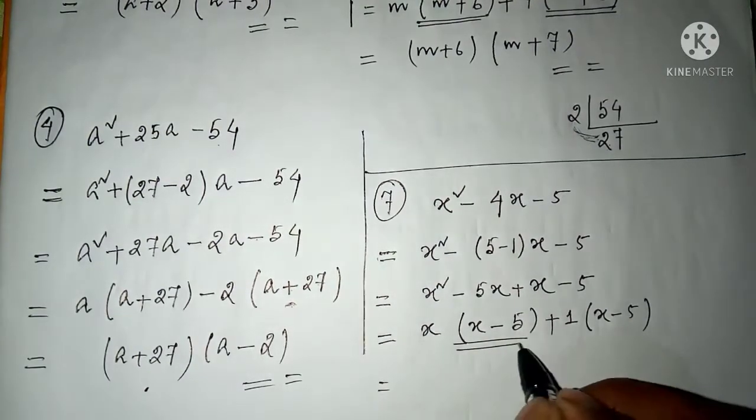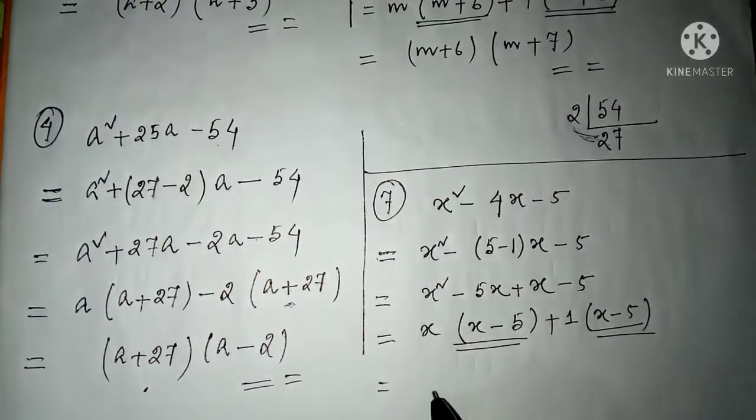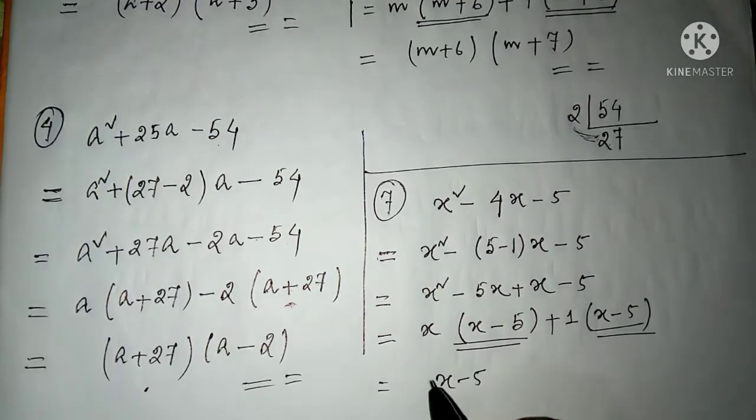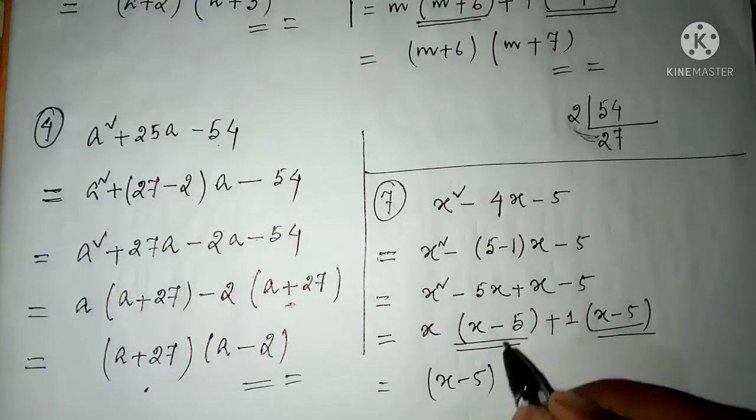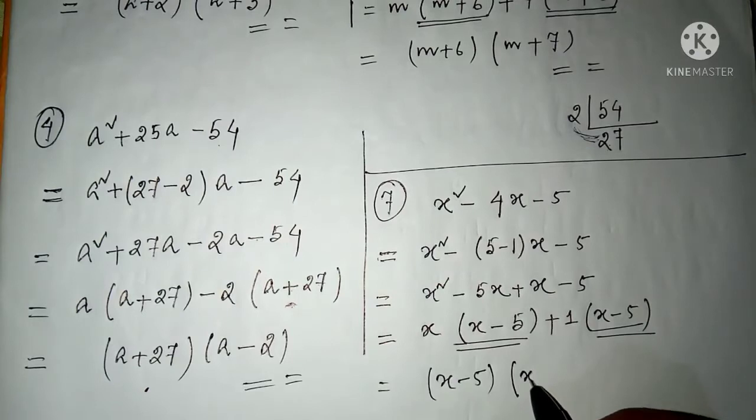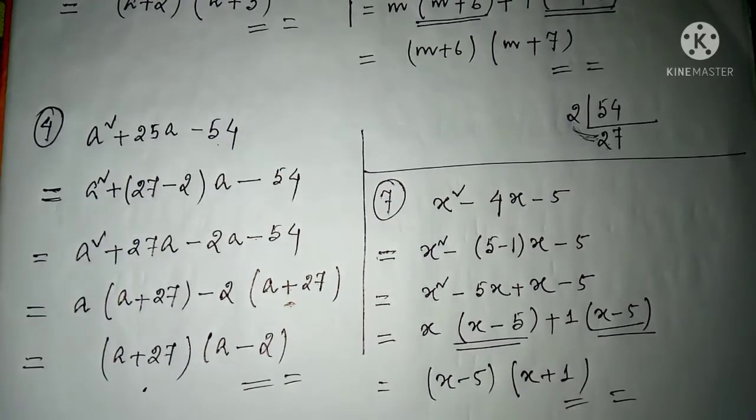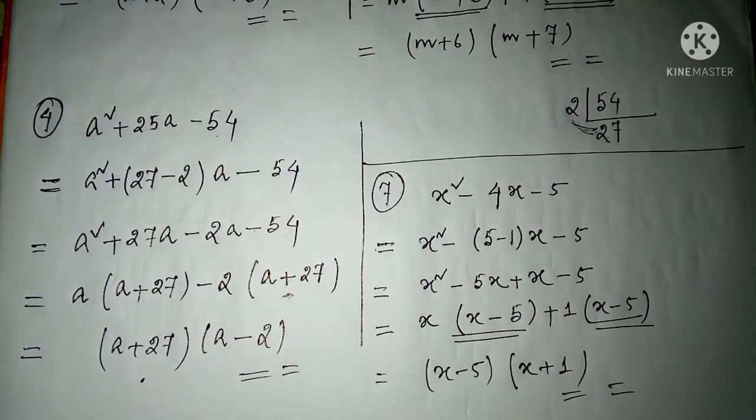Now see, these two are matching. Now I can take common x minus 5. x minus 5 is taken out, then you have an x here. From here also x minus 5 is taken out, then you have a plus 1 here. So this is our answer to the 7th number question.